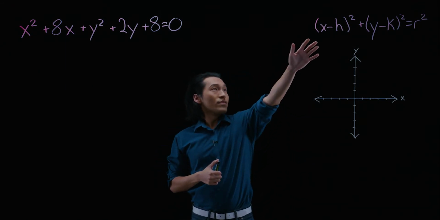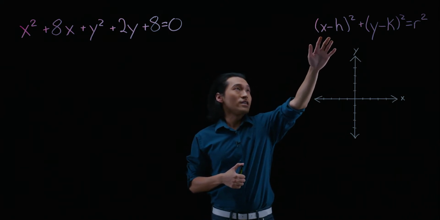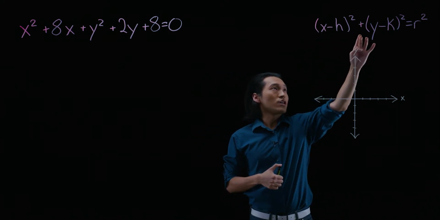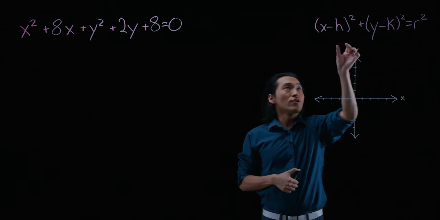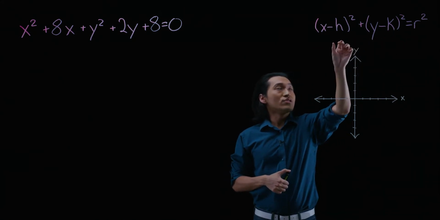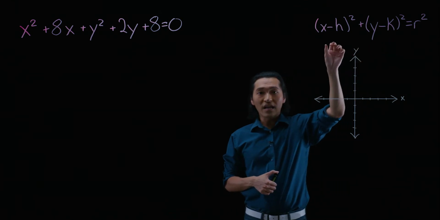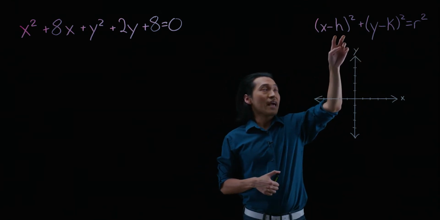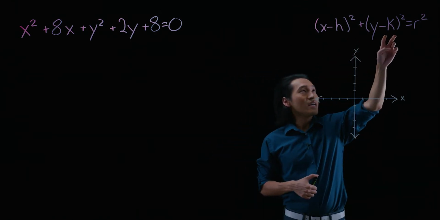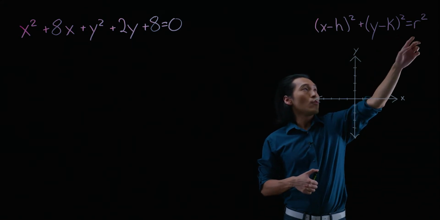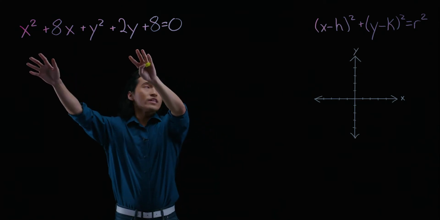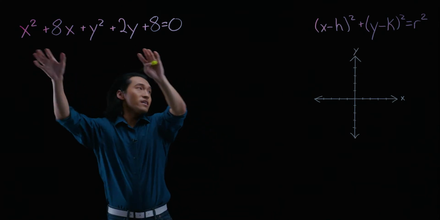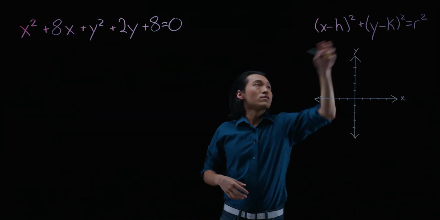So let's recall that the standard form for graphing a circle is (x minus h) squared plus (y minus k) squared equals r squared, with h and k representing the coordinates for the center of the circle, with h being the x-coordinate of the center and k being the y-coordinate of the center. Meanwhile, r is the radius of the circle. So first, before we can do anything, let's rearrange this to meet this format.